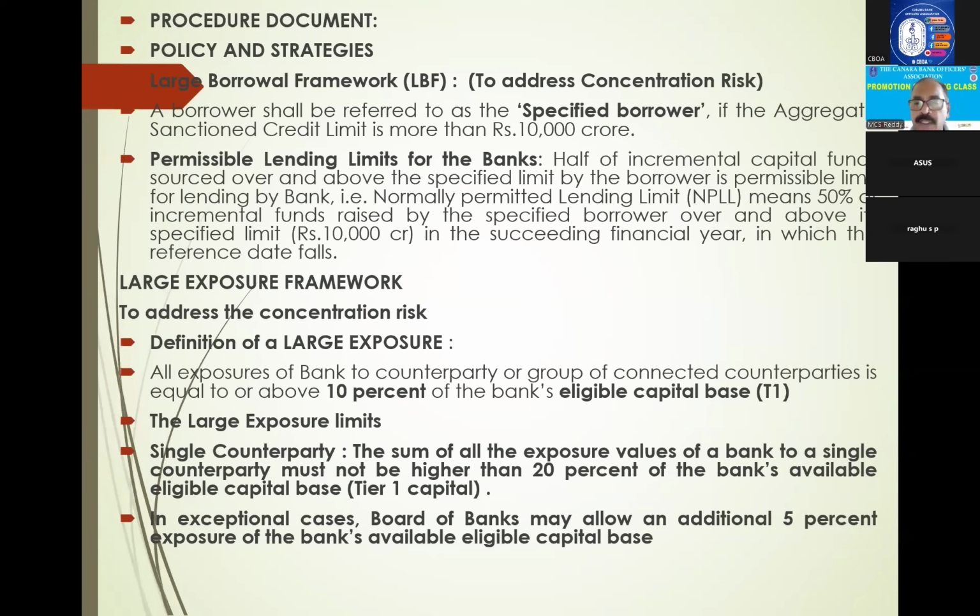And in exceptional cases, the bank board may enhance the limit by an additional 5%. That means if you take again our 1 lakh crores, 5% means another 5,000 crores. So up to a maximum of 25,000 crores, we can lend to a single borrower, that is a corporate, not a group. And again, group I am coming to, right? Next.